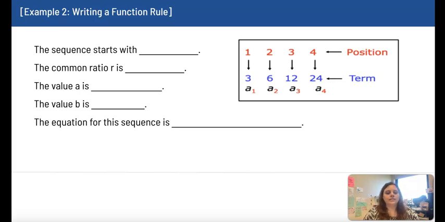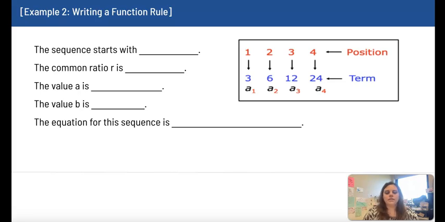Here we can see again the position first, second, third, fourth in red, the term itself 3, 6, 12, 24 in blue, and again I already explained that those A with the number in the bottom corner is another way to write first term, second term, third term, and fourth term. We need to identify what the sequence starts with, what is the common ratio. We'll use those to find our values of A and B, and finally write our equation.